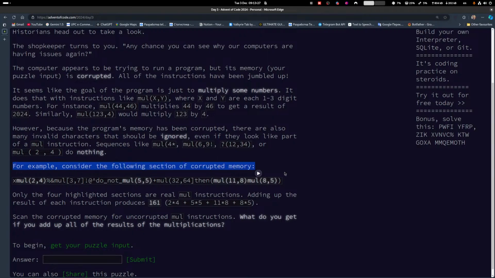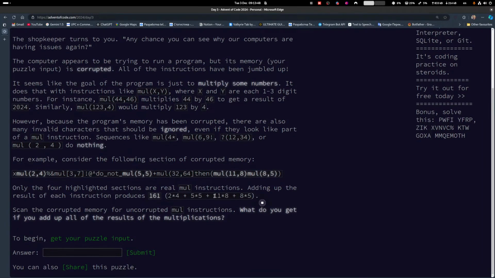Alright, so I see it's not so difficult. For example, consider the following section of corrupted memory: xmul(2,4)%&mul[3,7]!@^do_not_mul(5,5)+mul(32,64]then(mul(11,8)mul(8,5)). Only the 4 highlighted sections are real mul instructions. Adding up the result of each instruction produces 161: 2*4 + 5*5 + 11*8 + 8*5. Yeah, seems like it's a pretty straightforward parsing task.